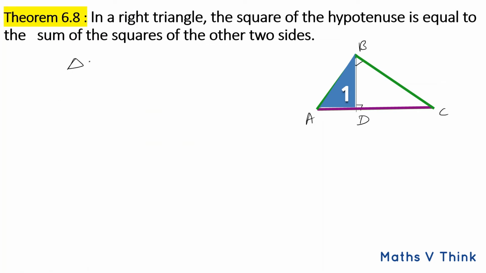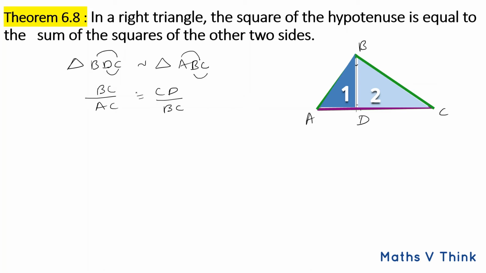Now triangle BDC is similar to triangle ABC from the previous theorem. So when two triangles are similar, can I tell the corresponding sides are proportional? So BC by AC is equal to DC by BC. Cross multiply, we get BC square is equal to AC into CD. So let this be 2.